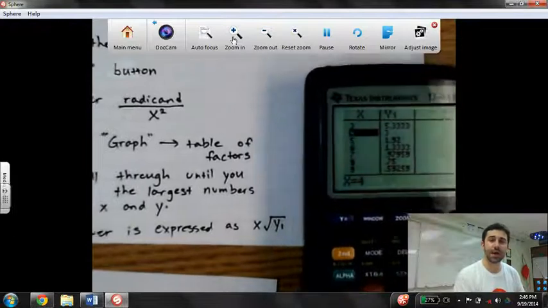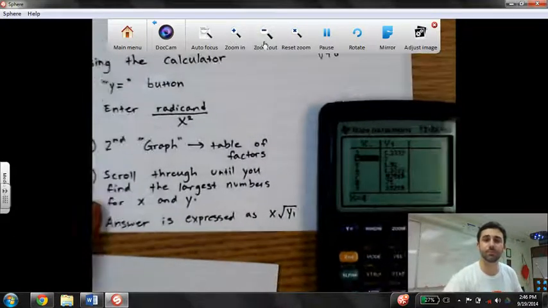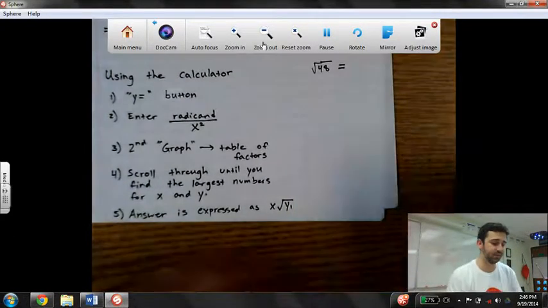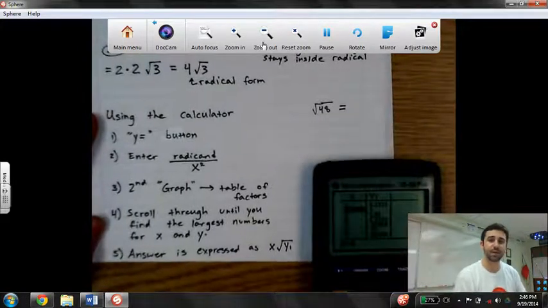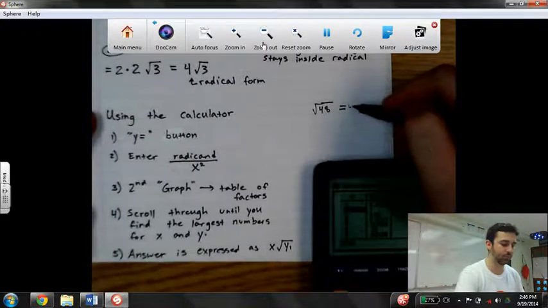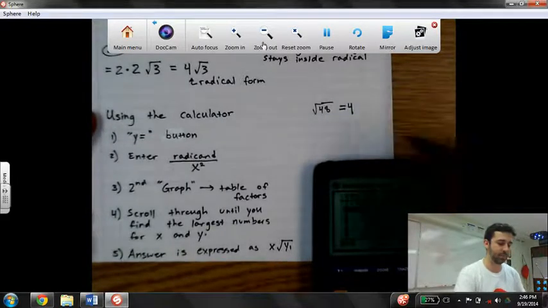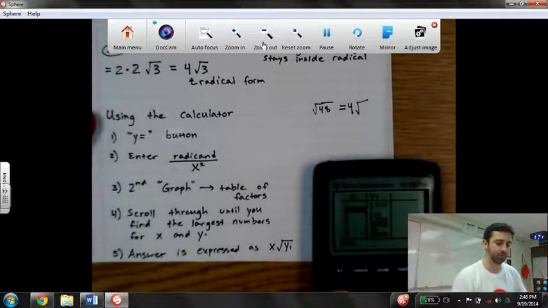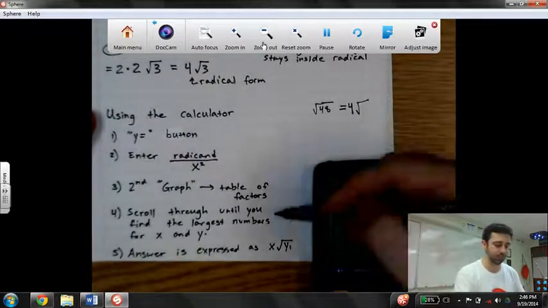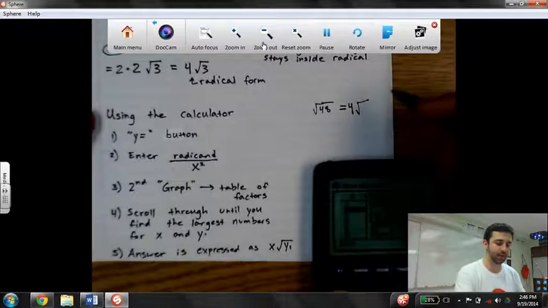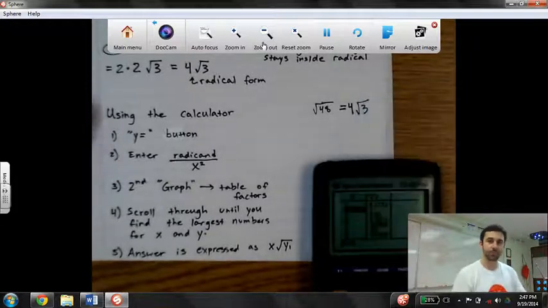And so our answer for this, to simplify this expression, the square root of 48, can be expressed as the x, which is 4, from what we found on the table, and then inside the radical, what the y1 is when x is 4, which by our calculator was 3. And so using the calculator trick, we can do both for simplifying the radical.